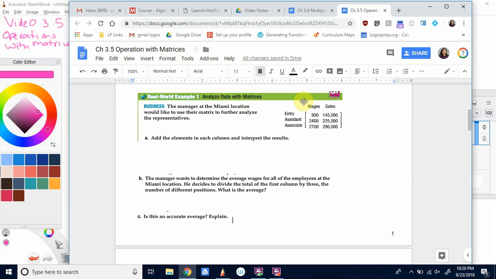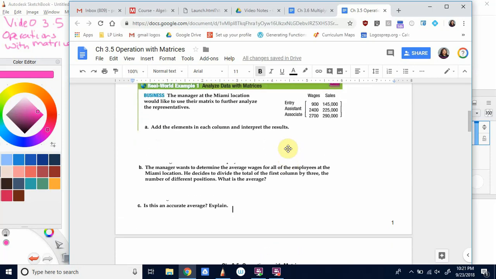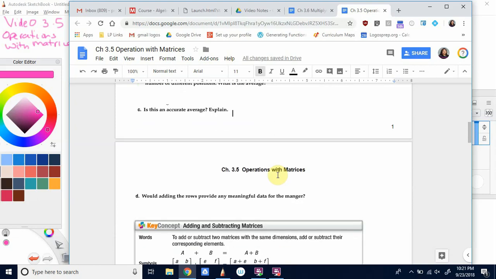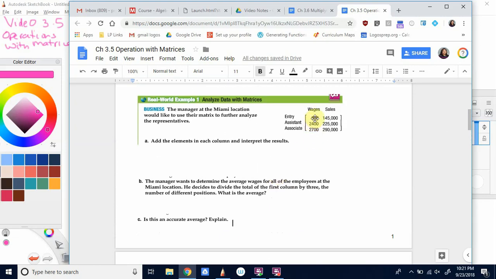I'm not going to expect you to do this kind of stuff. I just need you to interpret what the matrices are telling us and what we can use the information for. Would adding the rows provide any meaningful data for the manager? They're saying, what we just did, adding each row together: no, it's not going to do us any good, because the wages have really nothing to do with the sales other than the position.